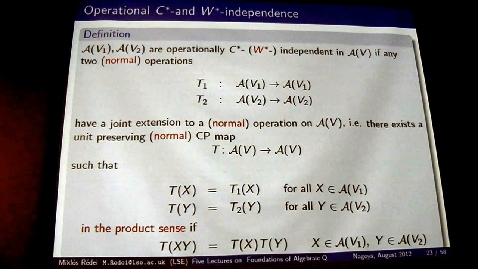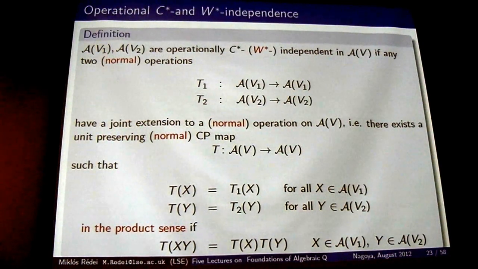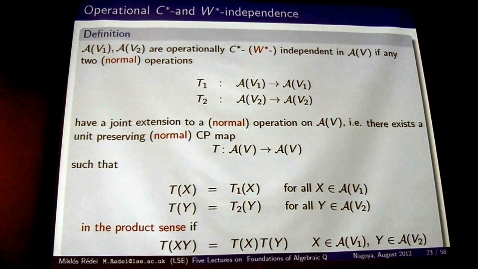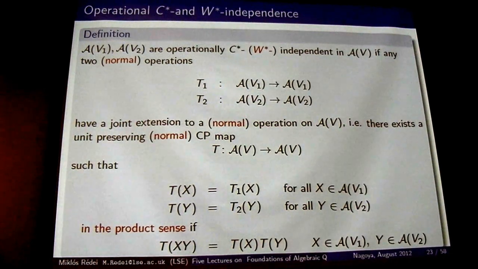And they are called C star independent in the product sense if the extension can be taken as a product. And they are called W star independent operationally in the product sense if the normal extension can be taken to be a product. So, four definitions of operational independence: operational C star, operational W star, operational C star in the product sense, and operational W star in the product sense.